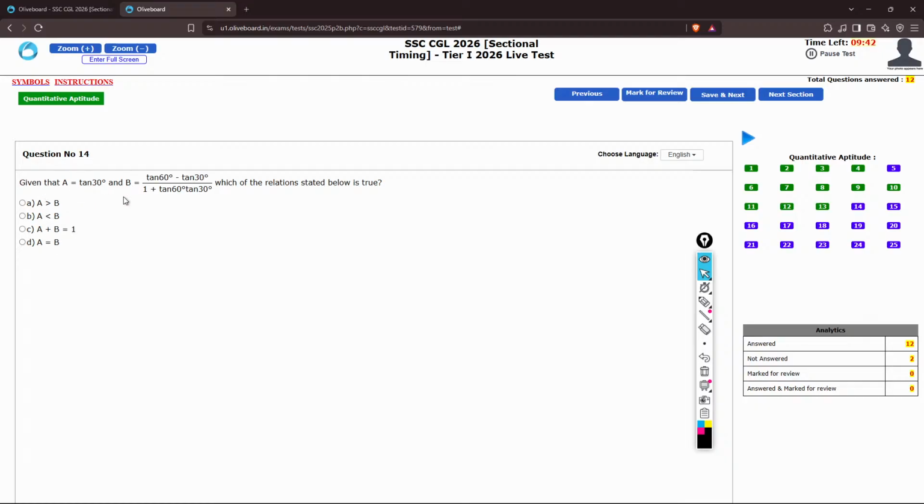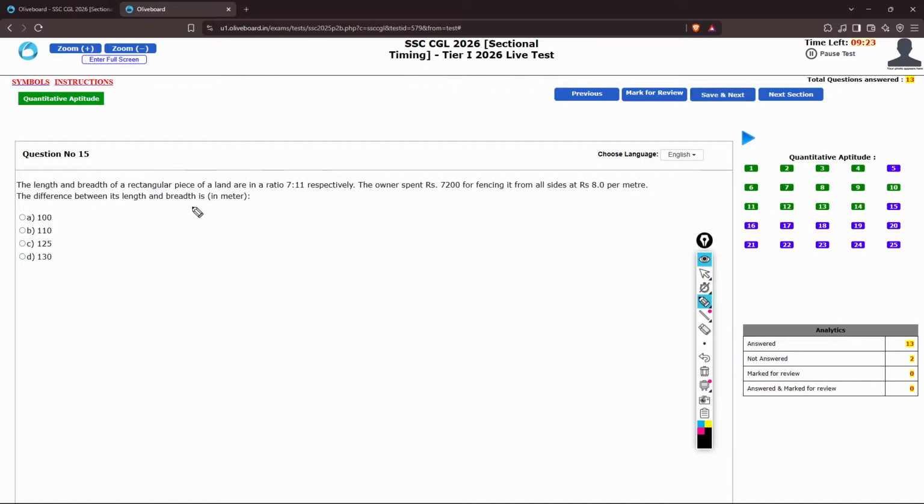Given that A equal to 1030, okay, and B equal to this. I think this is the formula of 10A minus 10B. So this is also 1030. So A equal to B.